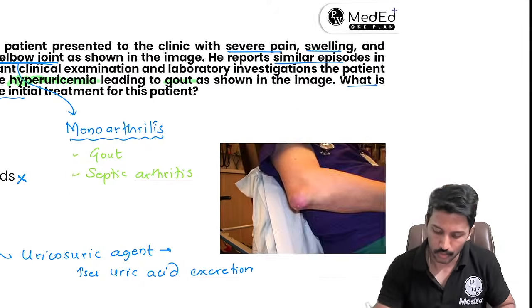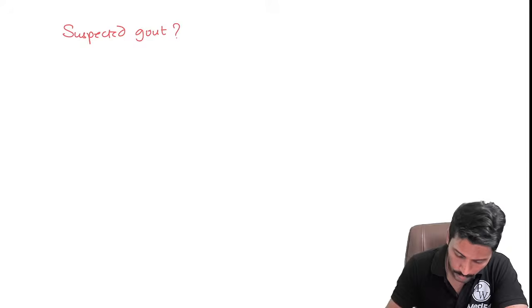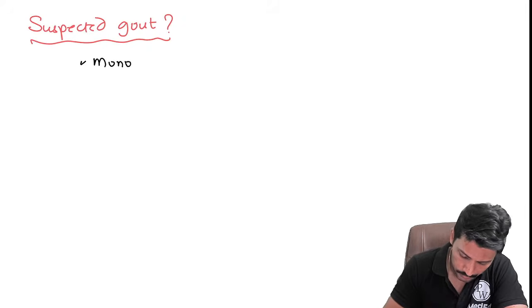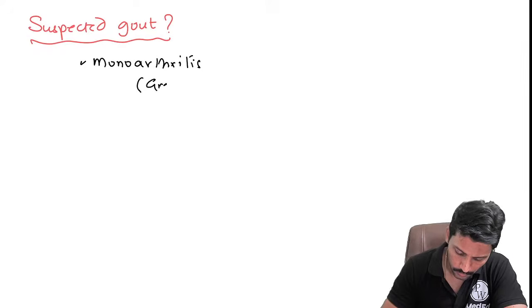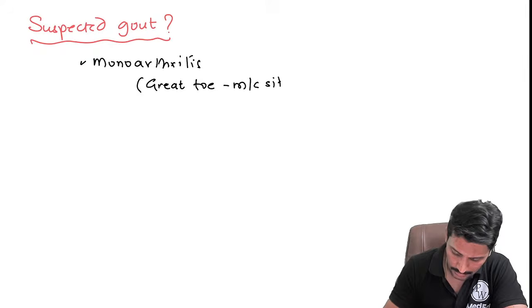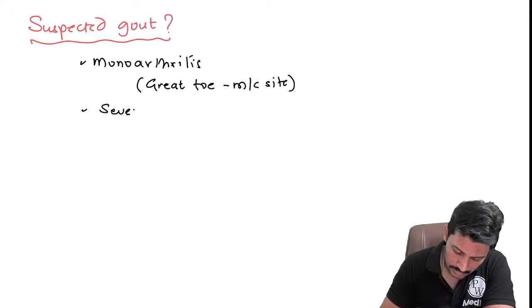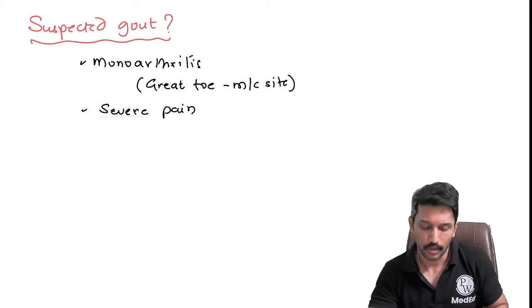So whenever we diagnose gout, so if you have a suspected gout, when do I suspect gout? If there is monoarthritis, single joint arthritis, most often involving the great toe. Great toe is the most common site. Okay. And there is severe pain. It is not a mild pain. You can suspect the possibility of gout.